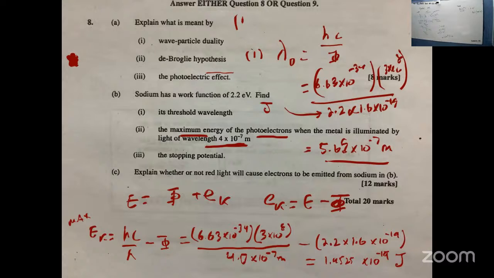So here's what they asked after. Ariane, answer this one. Explain whether or not red light will cause electrons to be emitted. So your first thing that you have to figure out is what's the wavelength of red light?